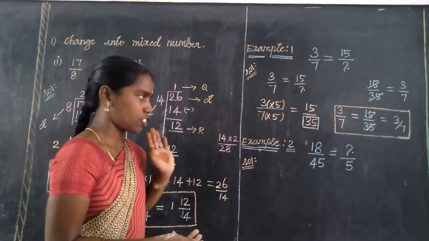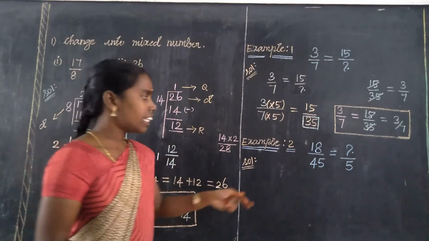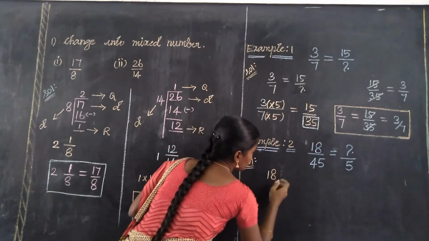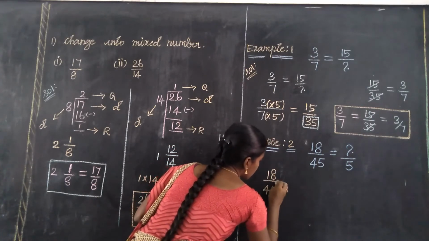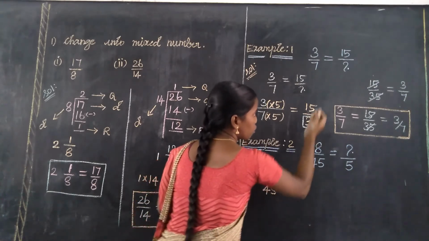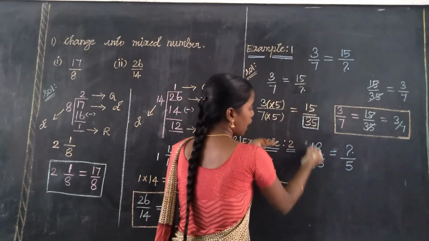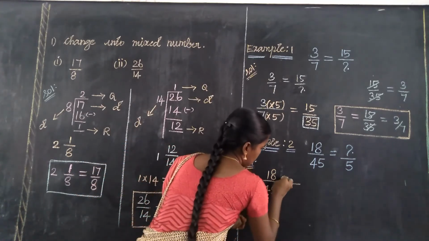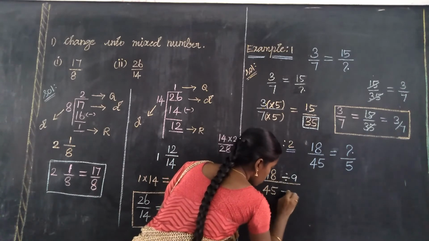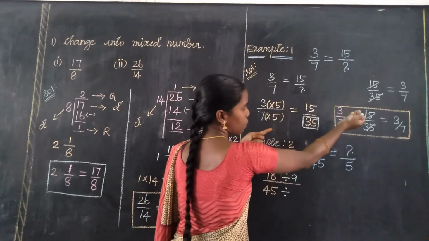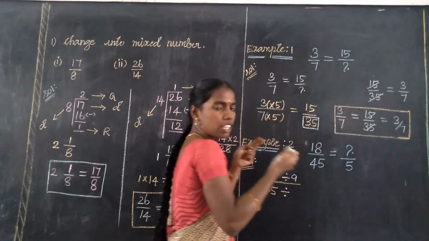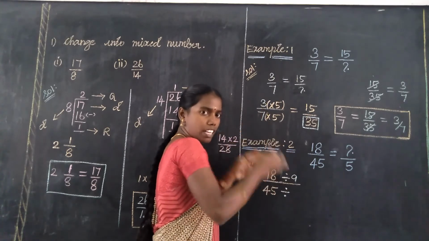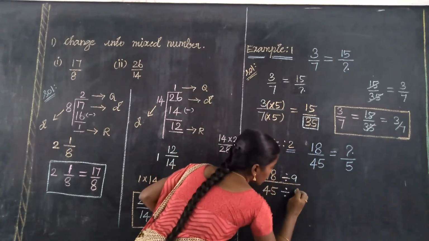Then how many times in 18? 2 times in 18. 9 twos are 18. And then 45, how many times? Using the same table, the 9 table. Is it? So for the numerator values and denominator values, you find out this multiple, and for the numerator value you find out this divide. So divided by 9. Is it? And this is also the same. So whatever value we choose in the numerator, the same value we choose in the denominator. So in this problem it is the same: we use 9 in the numerator, then also divide the denominator by 9.